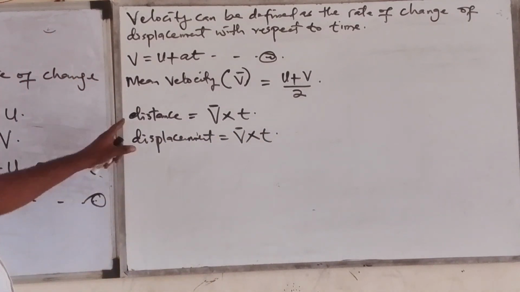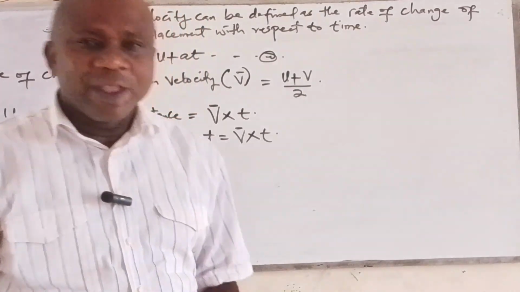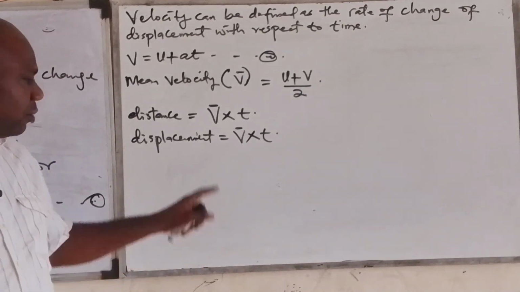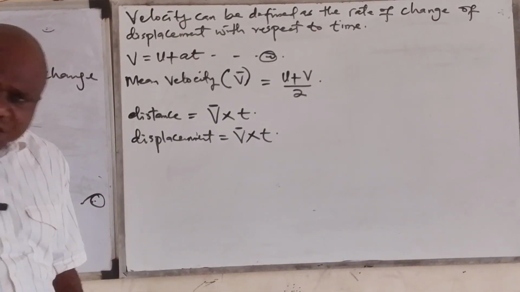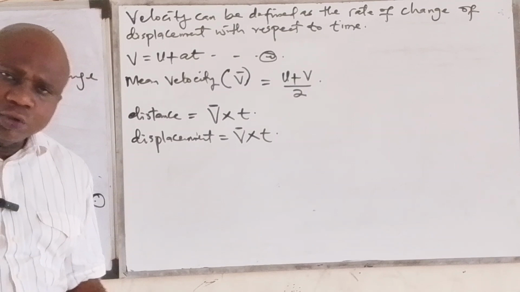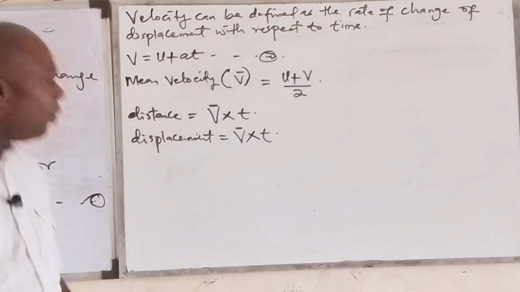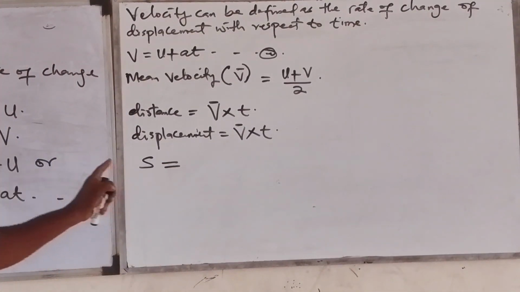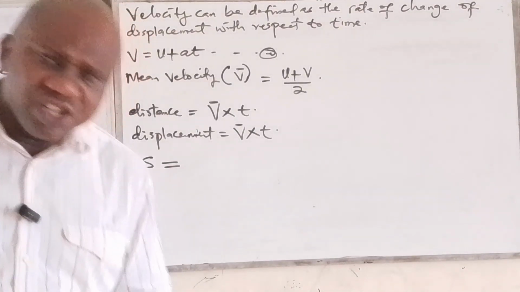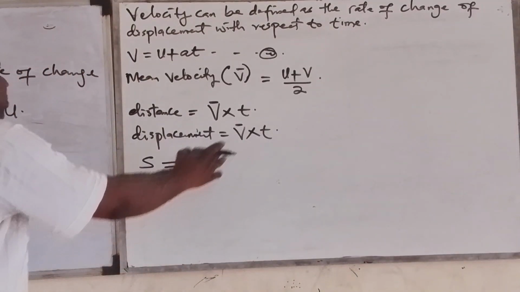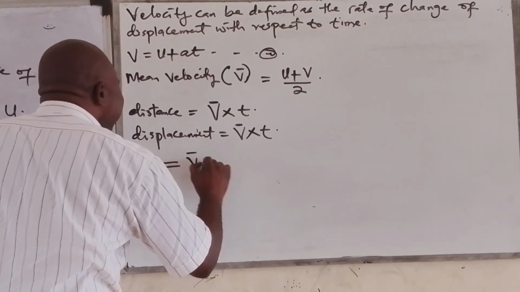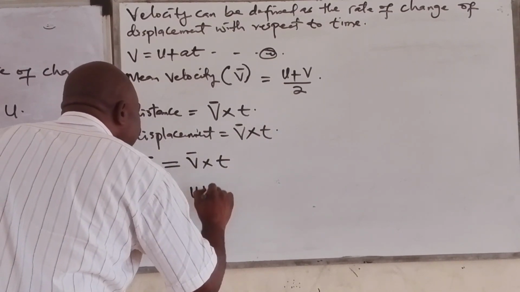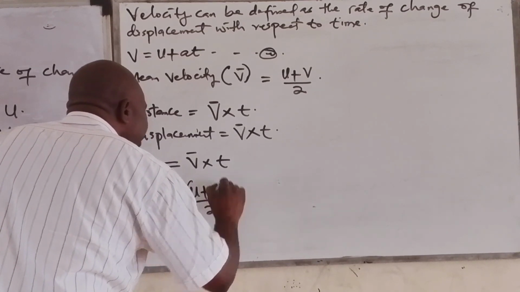Now, we all know the difference between distance and displacement. Distance is a scalar quantity, while displacement is a vector quantity, because displacement is distance moved in a specified direction. In this case, displacement is always designated by the letter s. So now, for the mean velocity times time, this mean velocity is u plus v all over 2, then times time.